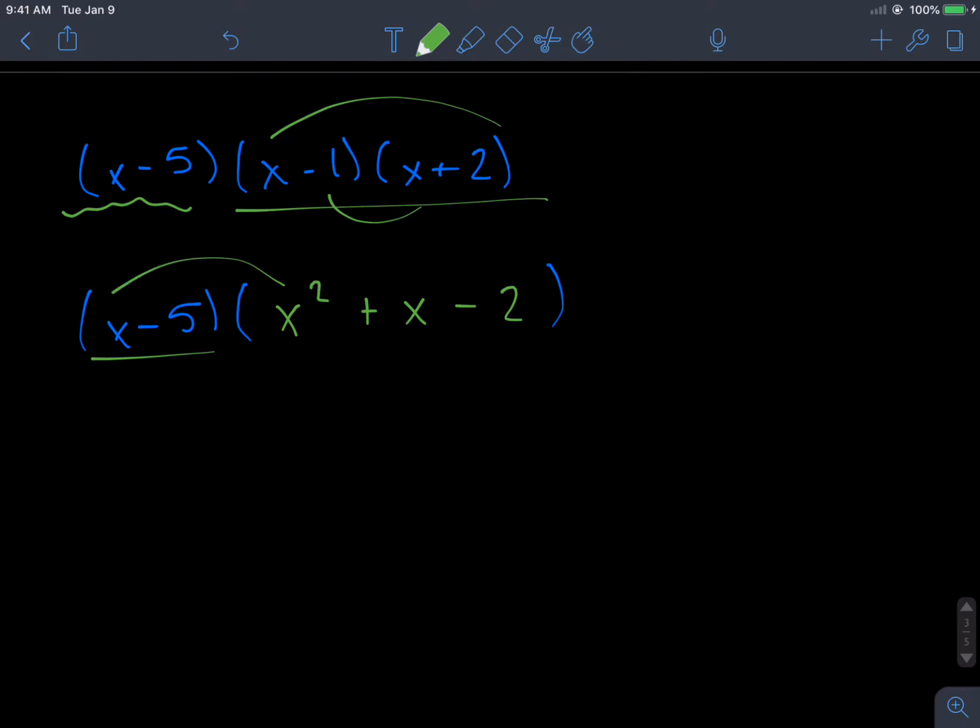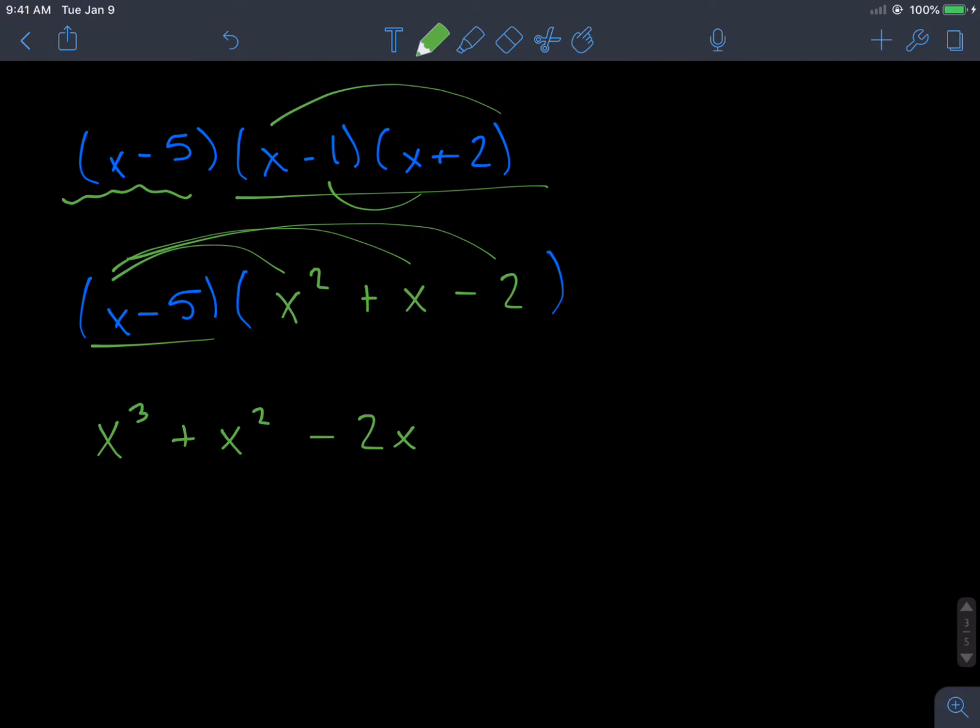So x times x squared gives us x cubed. Send the x to the x, so x times x is a positive x squared, and x times a negative 2 is going to be minus 2x. Time to send the negative 5. So negative 5 times x squared is going to be negative 5x squared. Negative 5 times positive x is going to be minus 5x. And negative 5 times negative 2 is going to be plus 10.